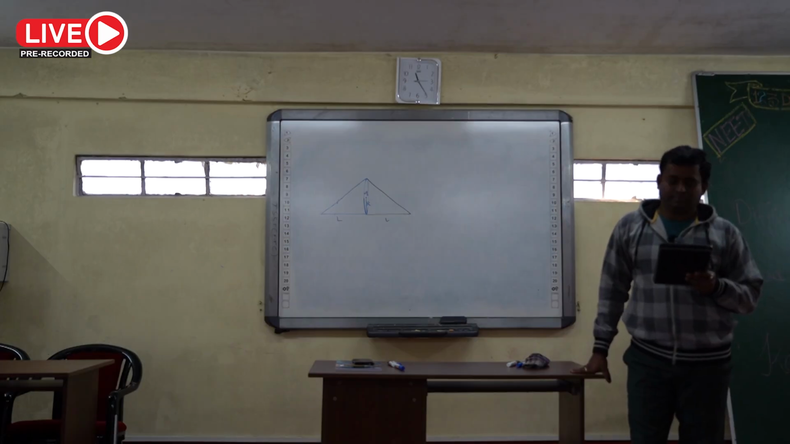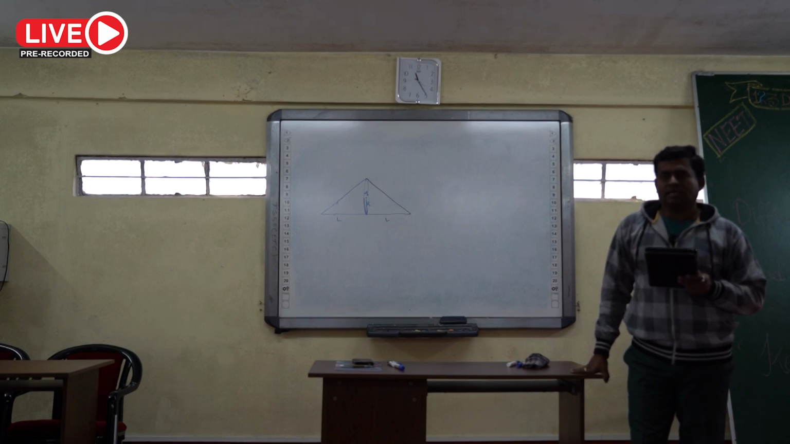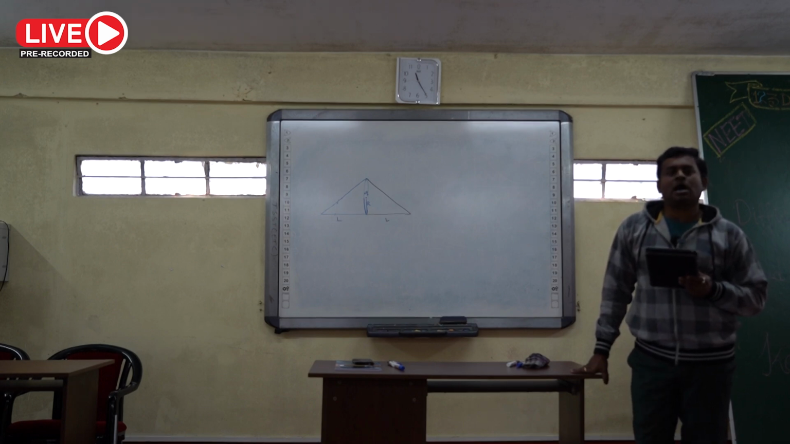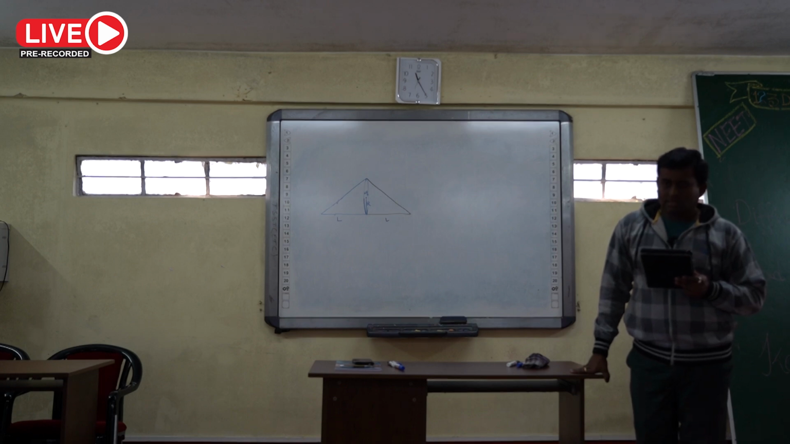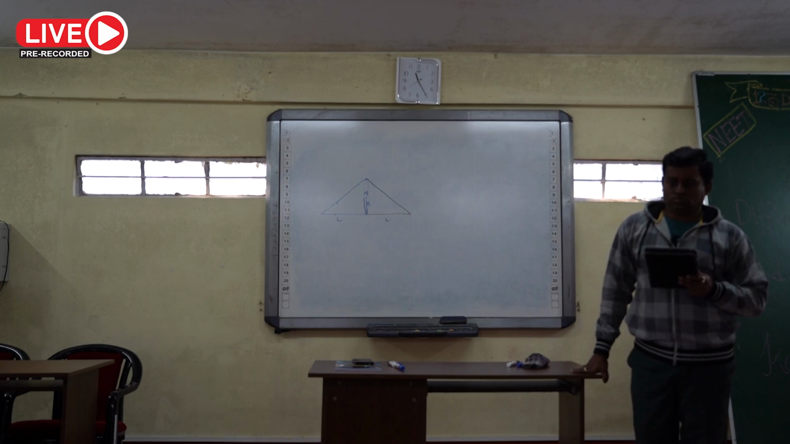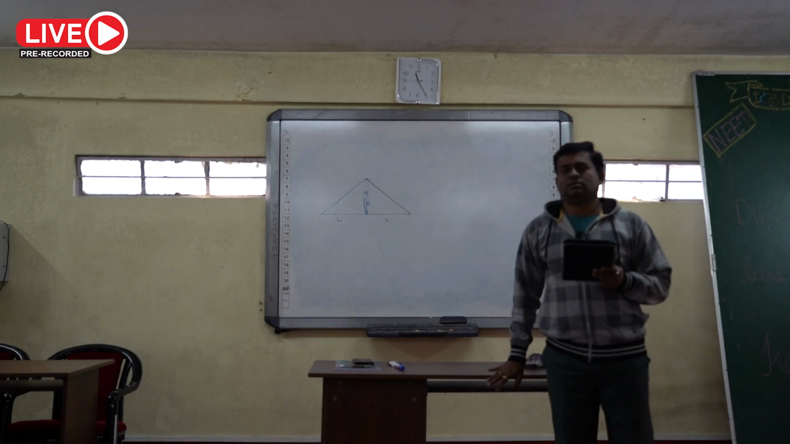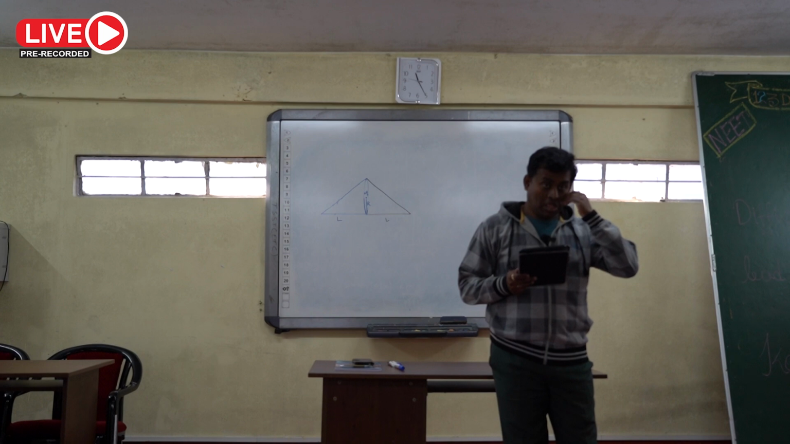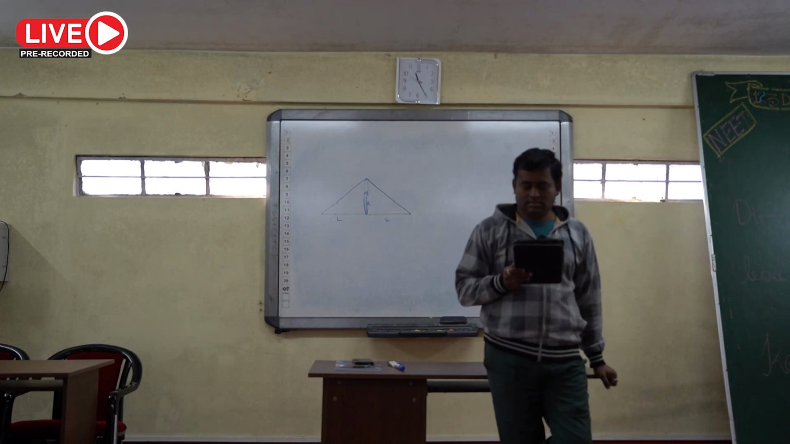Question number 30. A hollow metallic sphere of radius capital R is given a charge capital Q which is distributed uniformly over the surface.